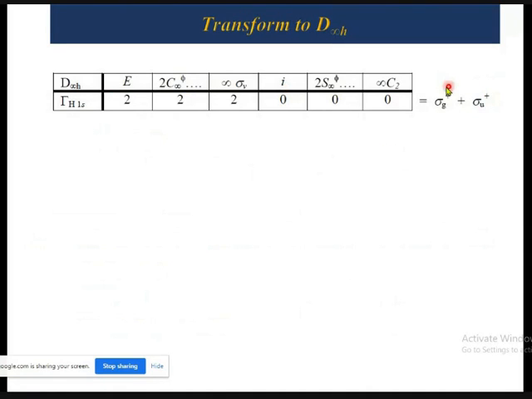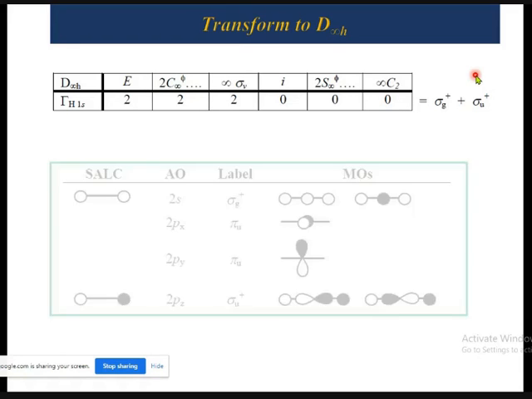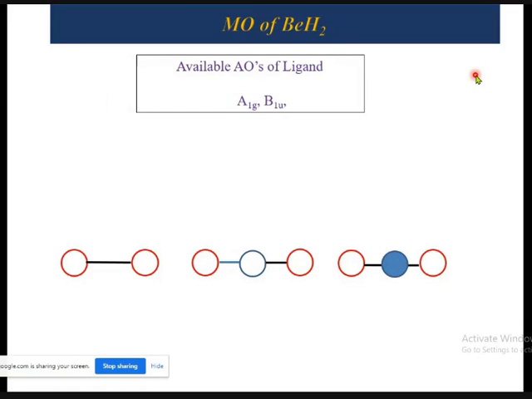Yeah, sigma G plus and sigma U plus. It's of your choice, whichever irreducible representation you want to apply, you can apply it. I already told you the logic behind it, right? Now see, these are the available AOs of the ligand, or you can say the hydrogen atoms in this case.